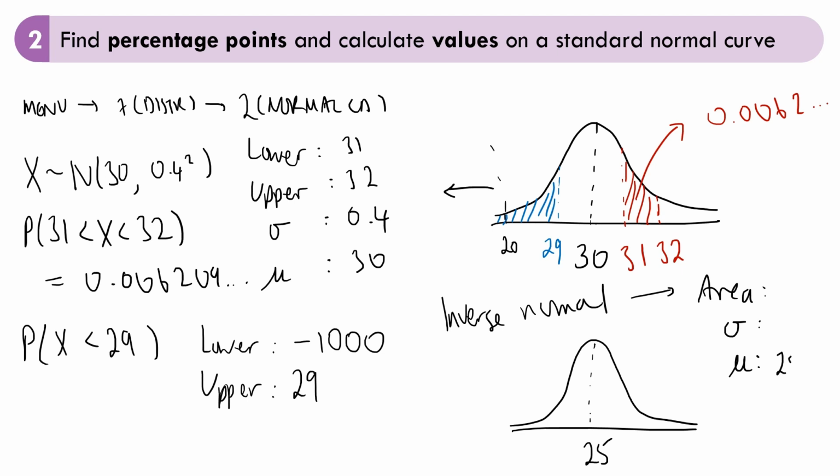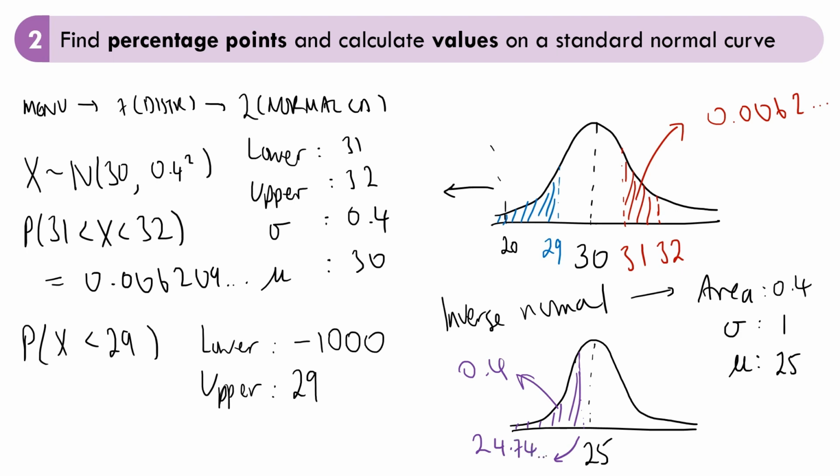So let's say that the standard deviation here is 1. If we put in an area of 0.4, what that will do is find the value such that the area to the left of that value is equal to 0.4. So if we press equals on our calculator, we get that this value here is 24.74.